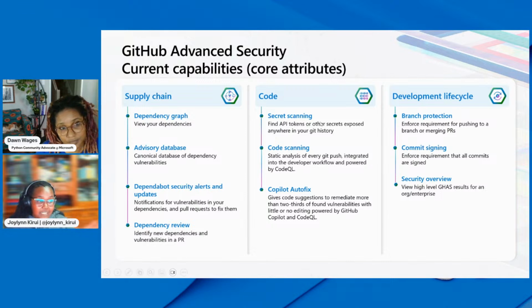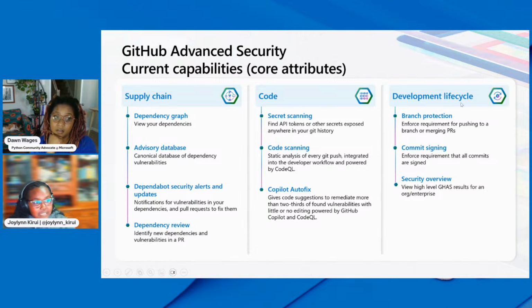And then the other element is the code. So this is the code that we are actually building ourselves. In the code, we are trying, as much as possible, to identify the secrets that are within our code before it actually reaches production. And we are also looking at code scanning. This is where we have static analysis of your code to make sure that you are deploying the best coding standards. And we also have Copilot Autofix, so we are using AI to give you suggestions to fix your security vulnerabilities.